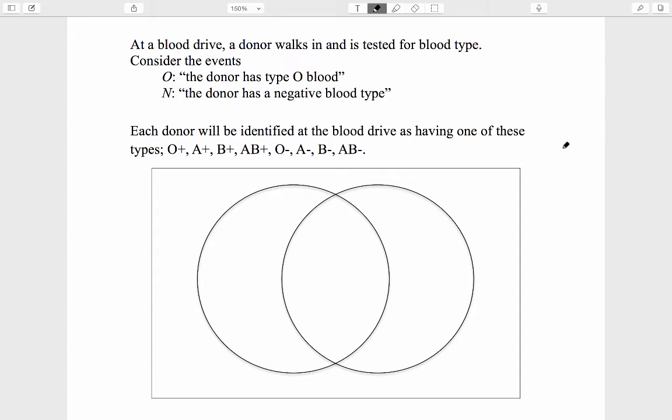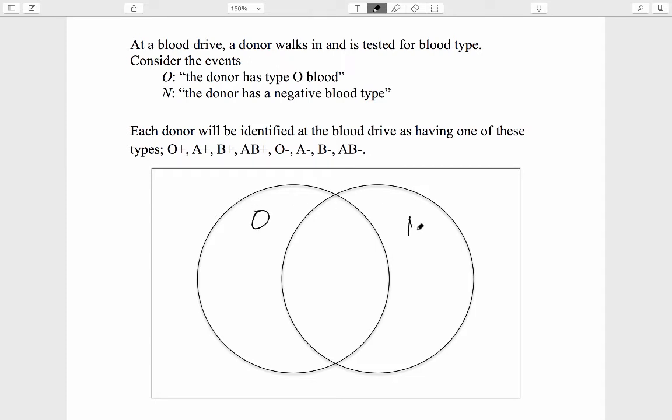To understand this, note that in the most common system of classifying blood types, each blood type is in one of the groups O, A, B, or AB, so that our randomly selected donor's blood will be in one of those 4 groups. Moreover, that donor's blood will be either positive or negative, depending on whether it has the so-called Rh factor. This means that there are actually 8 distinct blood types, and each donor will be identified at the blood drive as having one of these 8 types.